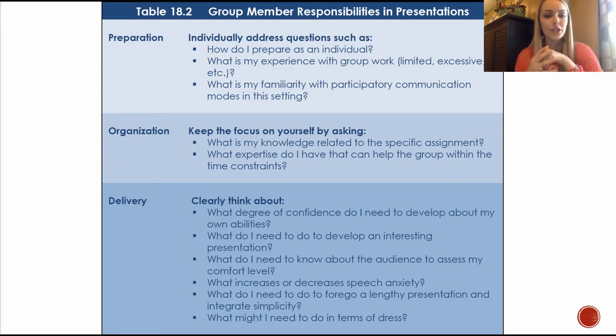Thinking about organization, what is my knowledge related to this specific assignment? What expertise do I have that I can help the group within the time constraints? And this made me think, I was in advanced physics when I was in high school, and I am not the most confident math person.